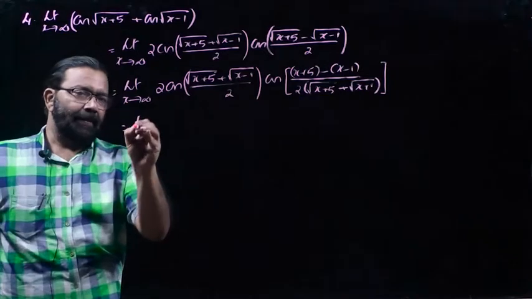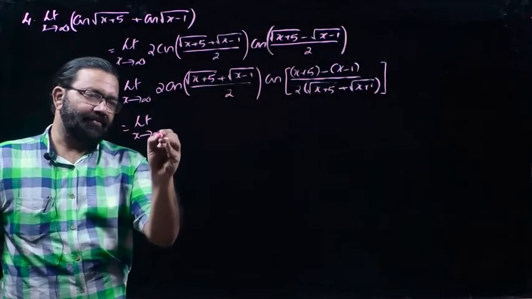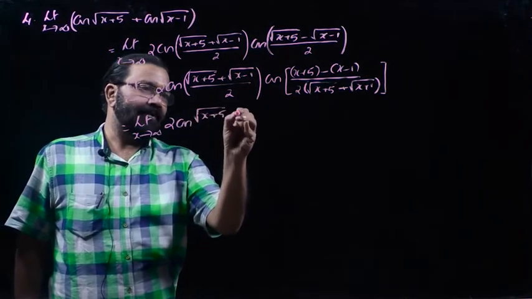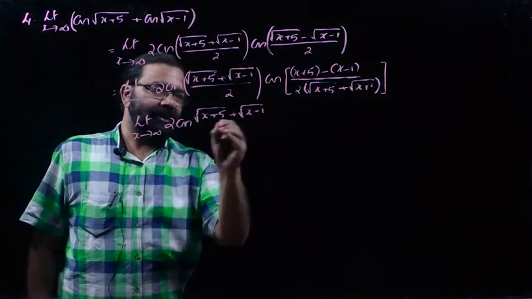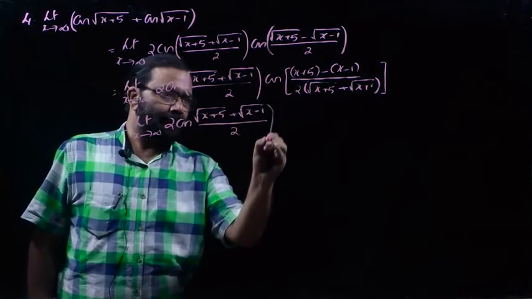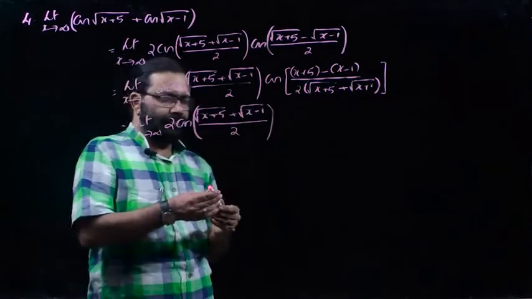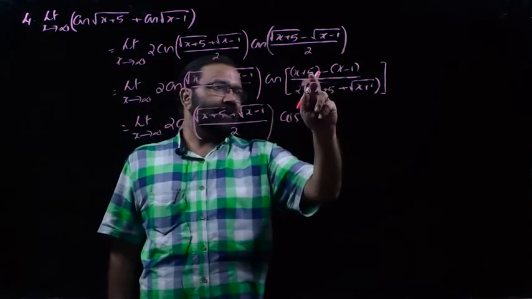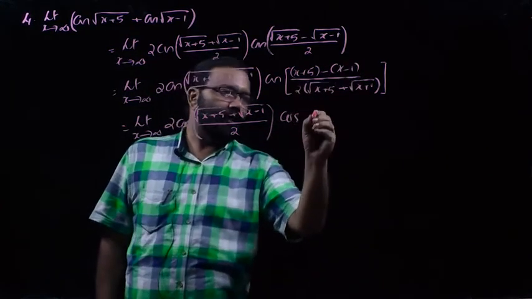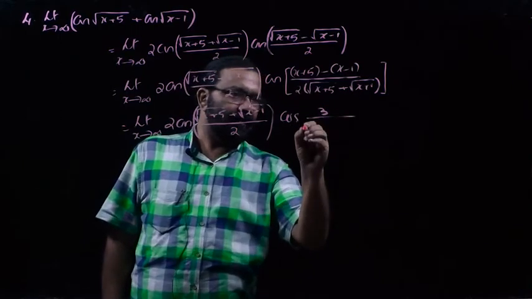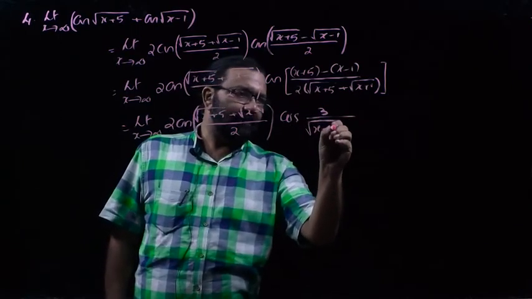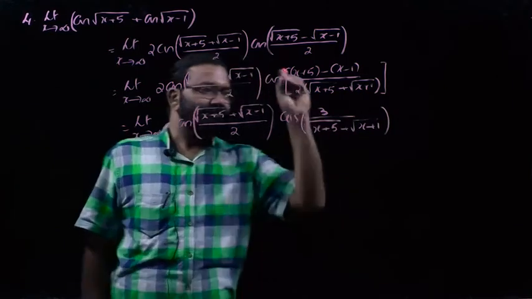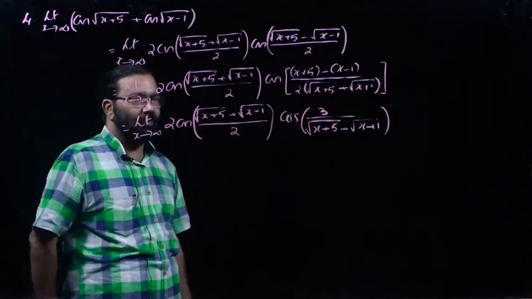So, it becomes limit x tends to infinity, 2 cos root of x plus 5 plus root of x plus 1 by 2 into cos, x and x gets cancelled, 5 minus 1 is 4, 4 divided by 2 becomes 2 divided by root of x plus 5 plus root of x plus 1. Now comes the interesting part of the problem.